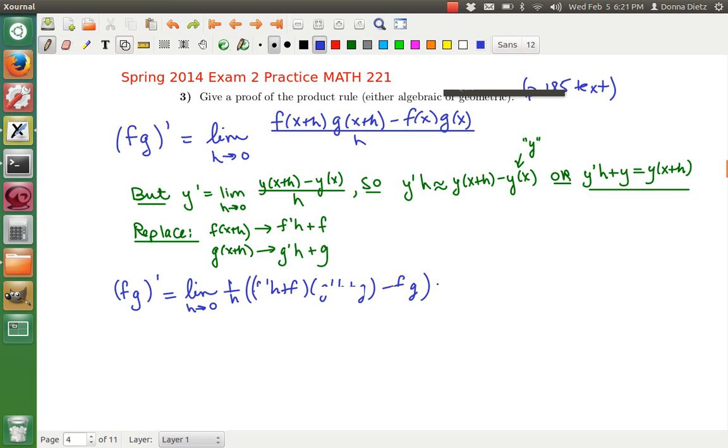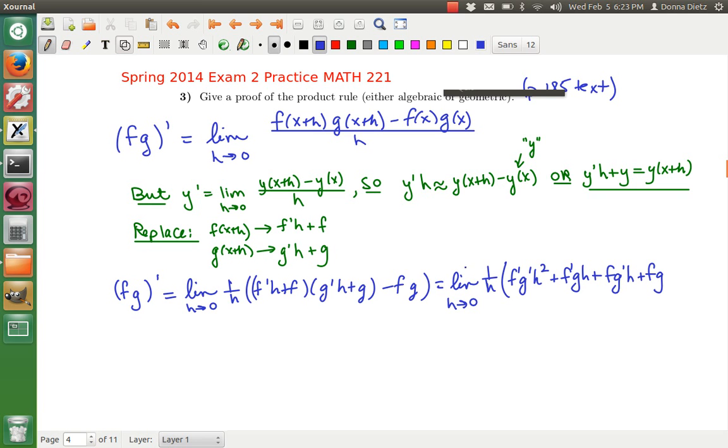Okay, so we have 1 over h. We're going to expand this using FOIL, or distributively multiplying. So for the first piece, you get f prime g prime h squared. This is that famous piece that you always think is important, but it turns out not to be important. But it is true that f prime and g prime do meet at some point. This is where they meet. Then we have outer f prime gh, and then inner f gh prime, and then last plus f times g.